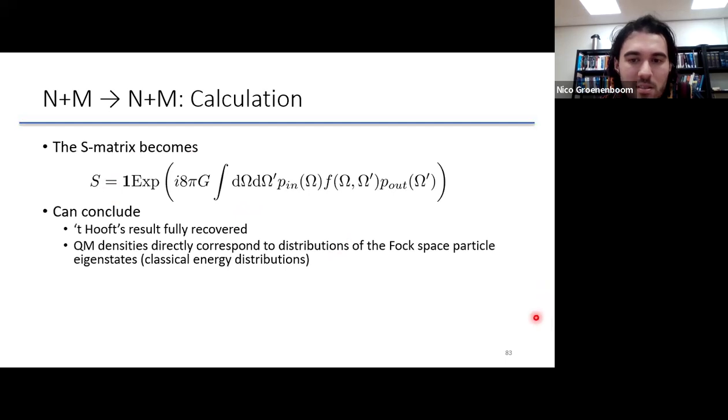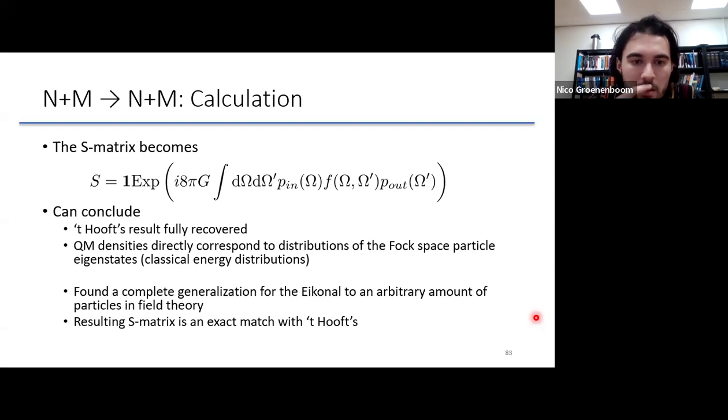So we can finally conclude that by doing this whole many particle eikonal calculation, we fully recovered the 't Hooft result. And the quantum mechanical densities that he defines directly correspond to the distributions that we can artificially construct from the eigenvalues of our Fock space particle states. And while doing so, we also found a complete generalization for the eikonal to an arbitrary amount of particles.